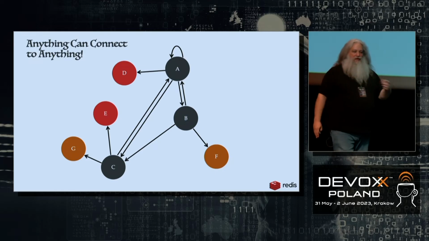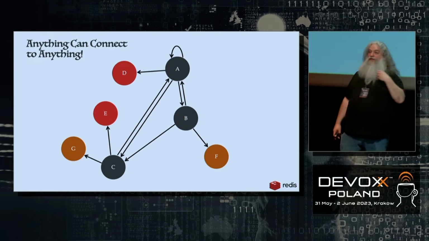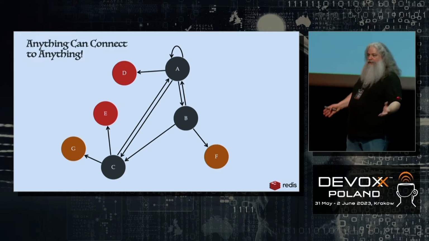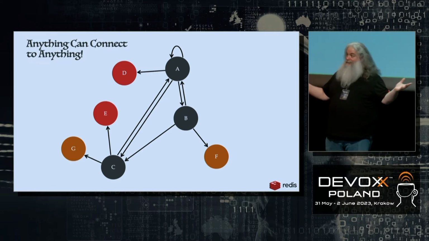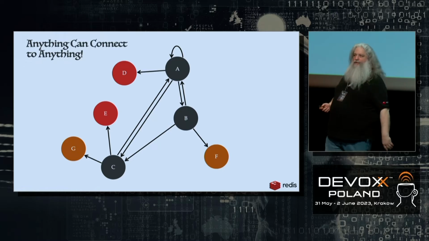And so nodes can connect to themselves. They can connect to each other multiple times. They can be bidirectional. You can cross the streams. It's not like Ghostbusters. And so lots of choices. You can run it any way you want. No real rules.